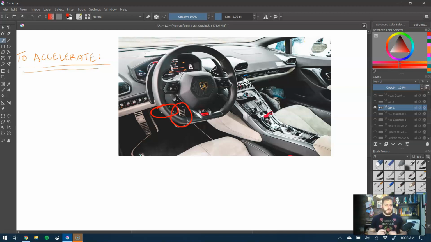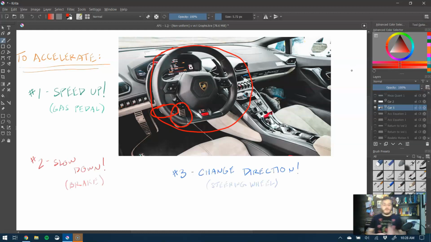What about the third way? Well, remember, velocity has magnitude, a number, and direction. So if we're going at a constant magnitude, how could we change its velocity? We could change the direction of the car by turning the steering wheel. So there are actually 3 different ways to accelerate. 1, we can speed up by hitting the gas pedal. 2, we can slow down by braking. Or 3, we can change direction by using the steering wheel. All 3 of these count as acceleration.